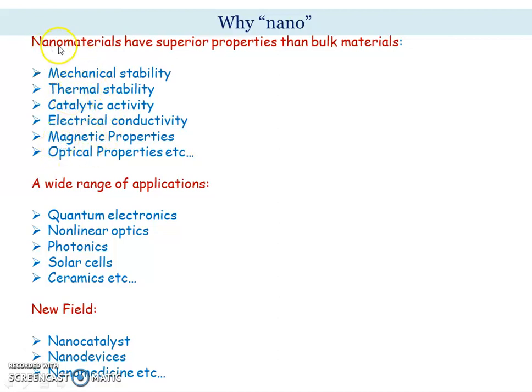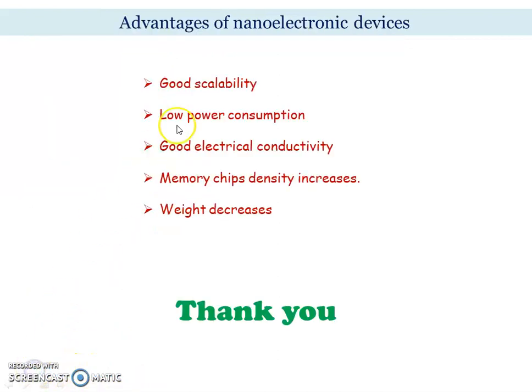So nanomaterials have better magnetic properties than bulk material, better optical properties than bulk material, etc. Nanomaterials find applications in these regions: quantum electronics, nonlinear optics, photonics, solar cells, ceramics, etc. Now the recent fields are nanocatalysts, nanodevices, nanomedicine, etc.